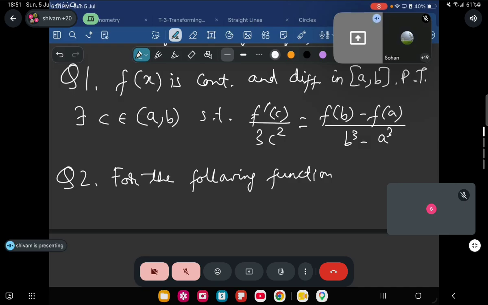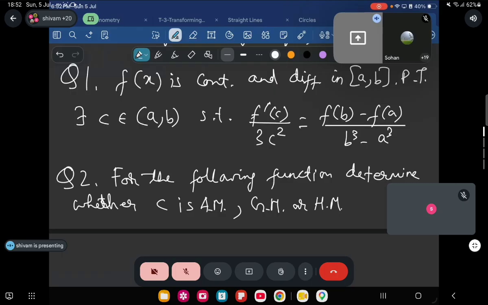For the following function, determine whether C is AM, GM, or HM between A and B.